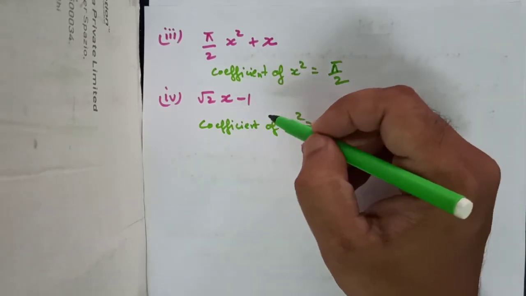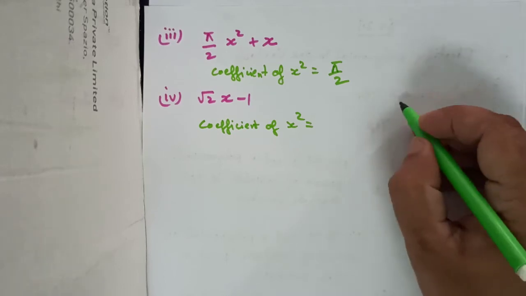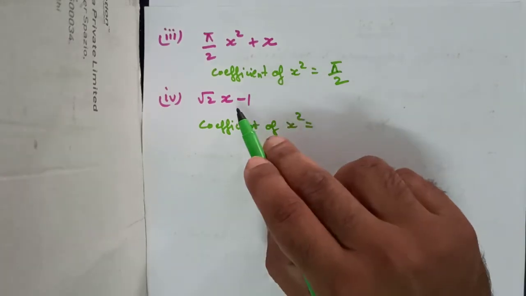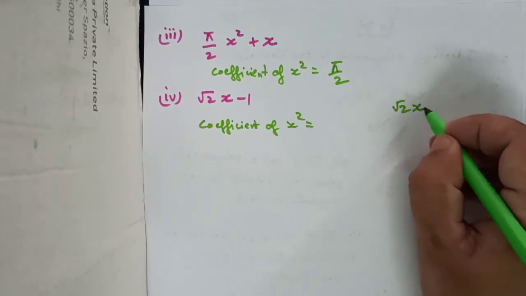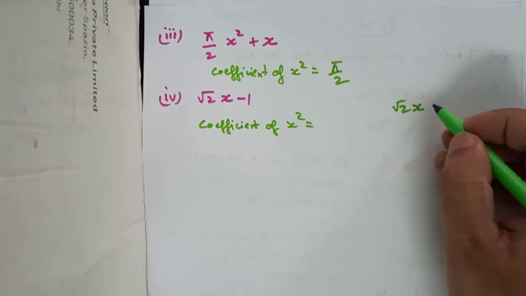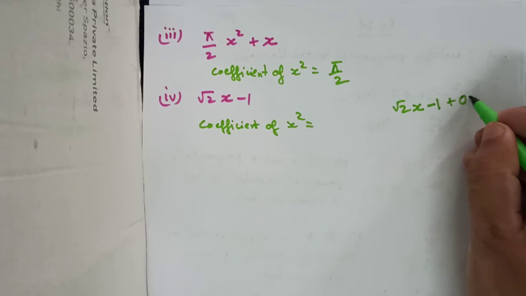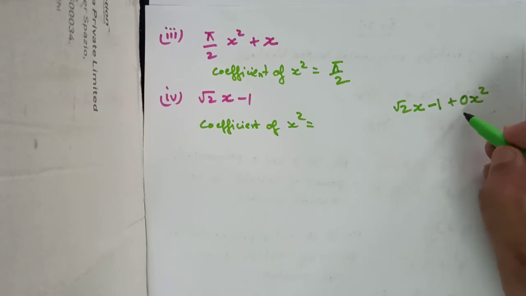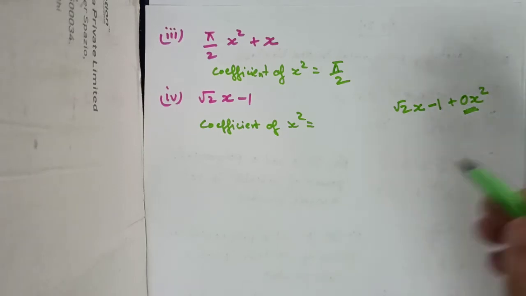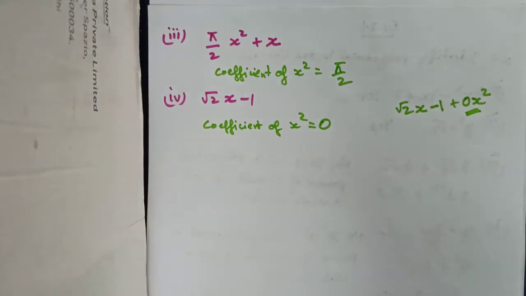Now here in the fourth part, under root 2 x minus 1, coefficient of x square, you can clearly see that there is no term of x square. So we can say under root 2 x minus 1 can be written as under root 2 x minus 1 plus 0x square, because 0 multiplied by x square will be 0. So the coefficient of x square here will be 0, because if there is no term of x square, then the coefficient of x square will be 0.